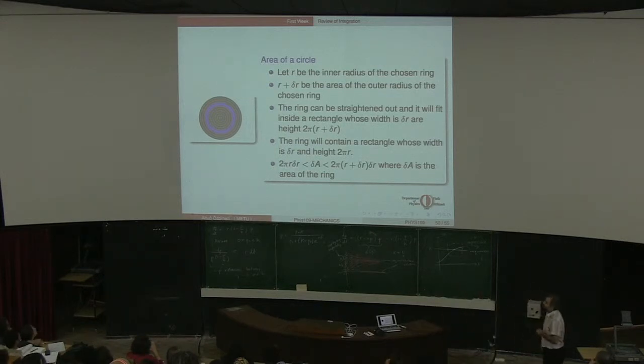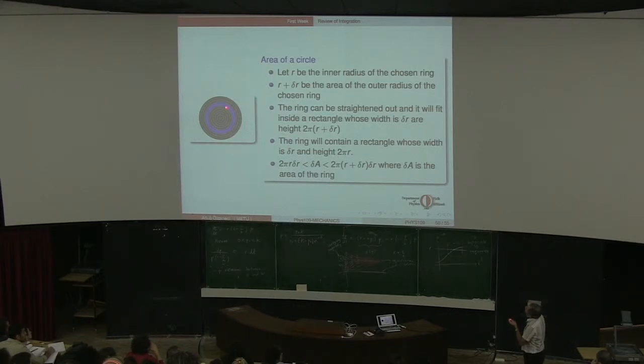Rather than taking very small squares, I can just assume disks, rings, concentric rings, each one having a width delta r, and I just picked an arbitrary, typical one. I just denoted its radius by r. The inner radius is the radius of this circle, and the outer radius is the outer edge. So r is the inner radius, r plus delta r is the outer radius. So I can again write the area of my disk as the sum of the areas of each one of these rings.